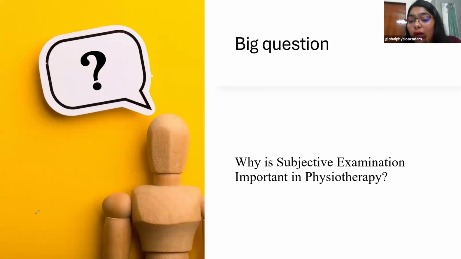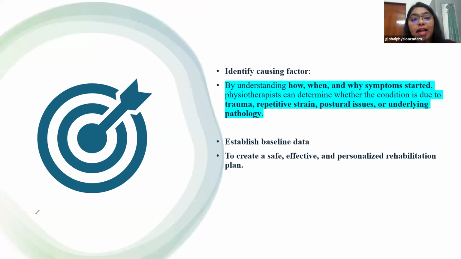So the big question is why subjective examination is important in physiotherapy. Already we discussed this: it identifies the causing factor, understanding how, when and why the symptoms started. Physiotherapists can determine whether the condition is due to repetitive trauma, postural issue, underlying pathology, or here, a surgical cause. It gives me the baseline idea from which I can work ahead, and it gives me the idea to provide a safe, effective and personalized rehabilitation plan.